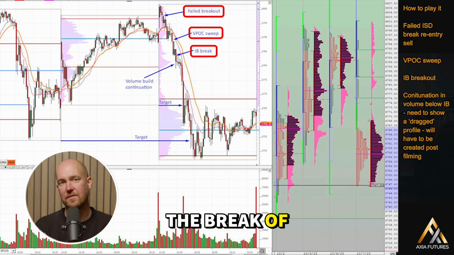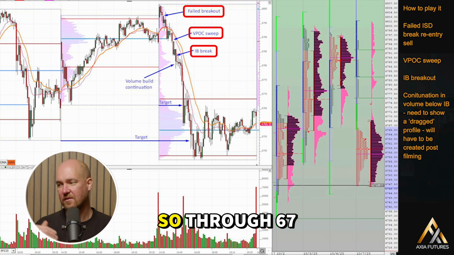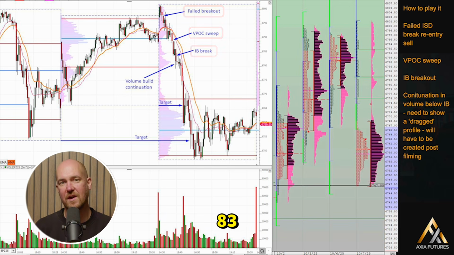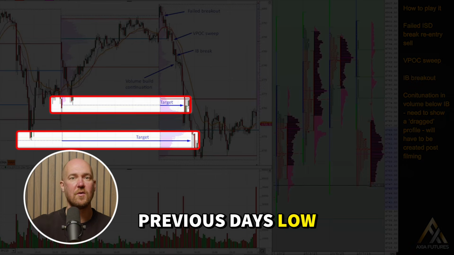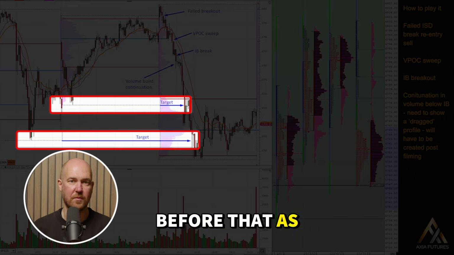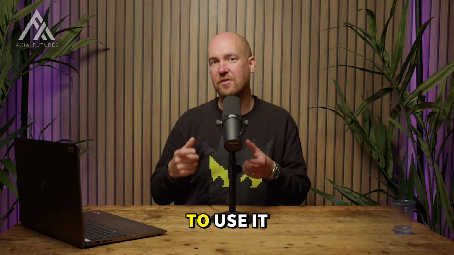You can sell the break of the initial balance. As that breaks, so through 67.83, this is where you can then play the short, targeting previous day's low and the day before that as well. So that's giving you a rough breakdown of how to use it to anticipate.